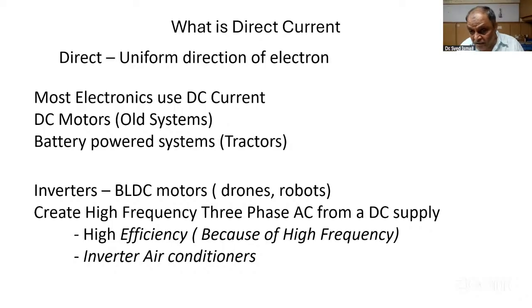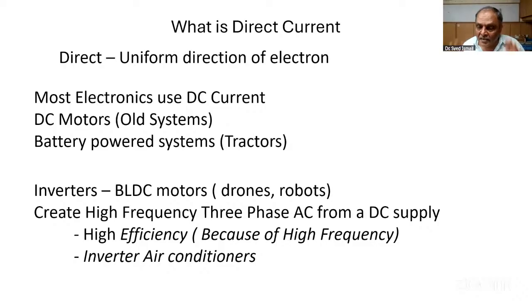Battery powered systems, tractors, they also convert DC to AC and use it. Inverters, all the inverters, brushless DC motor, that's called BLDC. Because a DC motor requires brushes. To rotate from a unidirectional electron flow, when it rotates half, you have to change the polarity. So you use brushes. I will not explain this.